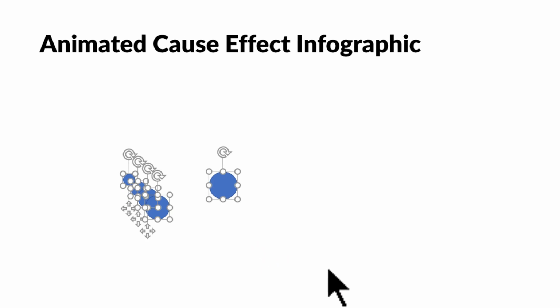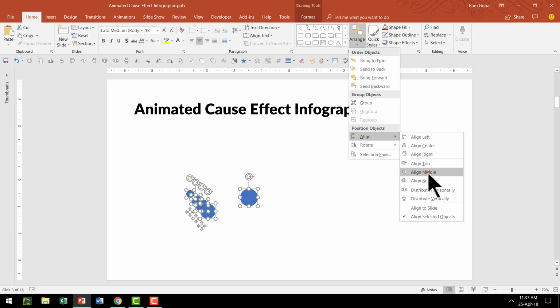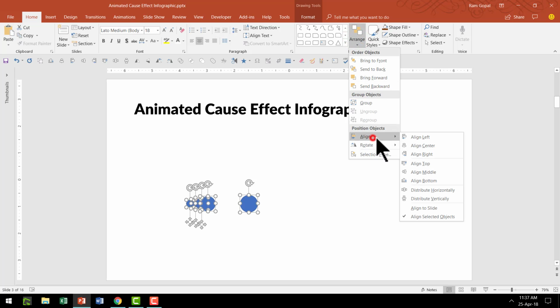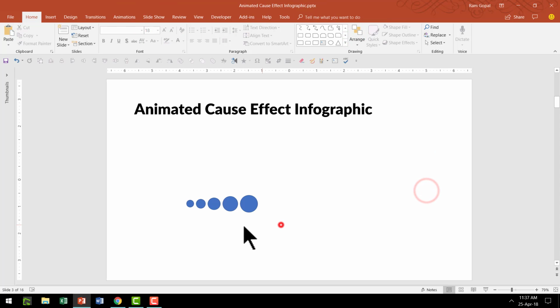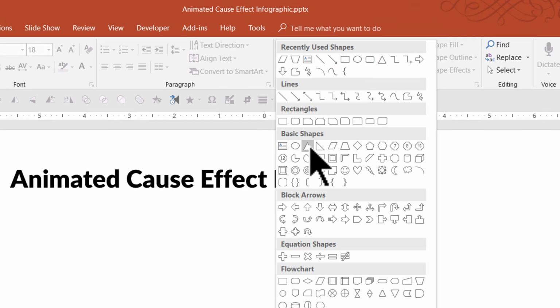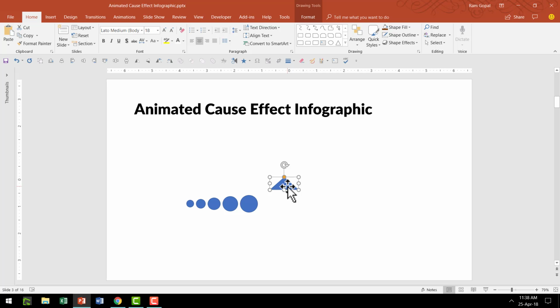Then select all the circles, go to Arrange, Align and say Align Middle so that they are all in one line, and then go to Arrange, Align and say Distribute Horizontally so there is equal space between the circles. Then let us go to Auto Shapes Gallery, pick up this isosceles triangle shape. Then let us draw that shape here. This is going to be the head of the arrow.